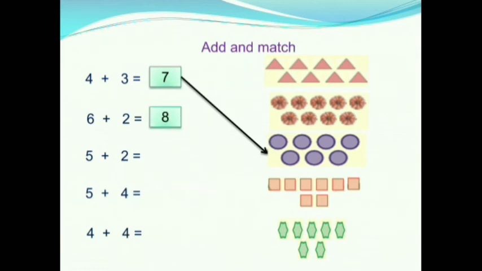Now we should add 5 and 2. Keep 5 in the mind, 2 in the fingers. After 5, 6, 7. The sum is 7. So we will write 7. Now we should add 5 and 4. Keep 5 in the mind, 4 in the fingers. After 5, 6, 7, 8, 9. The sum is 9. So we will write 9.